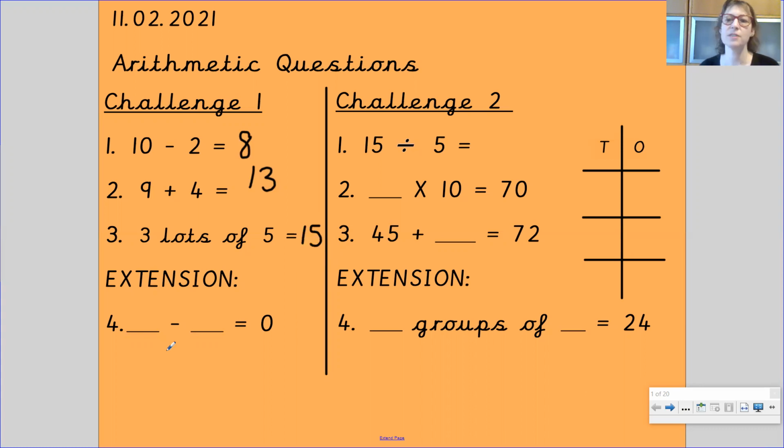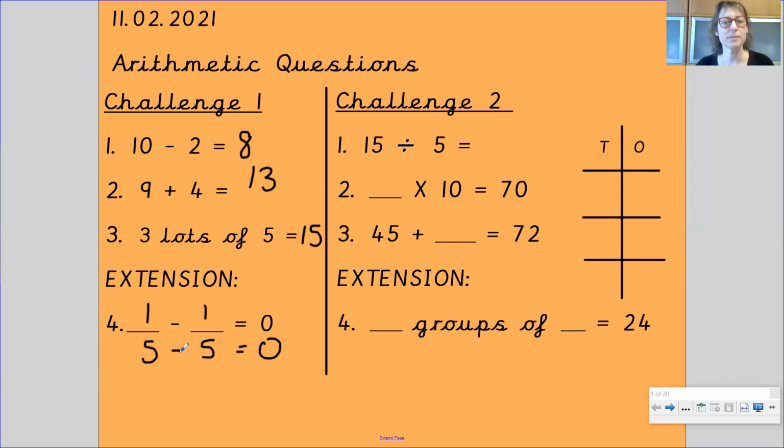And for the extension, we've got something, take away something equals 0. So I keep saying to you, just make sure you start with something that's bigger than the number you've got to finish with. So if we start with 1, and I want to have none left when I finish, how many do I need to take away to get none? I need to take away 1. Let's have 5. So if I start with 5, again, I need to take away 1, 2, 3, 4, 5 to have none.